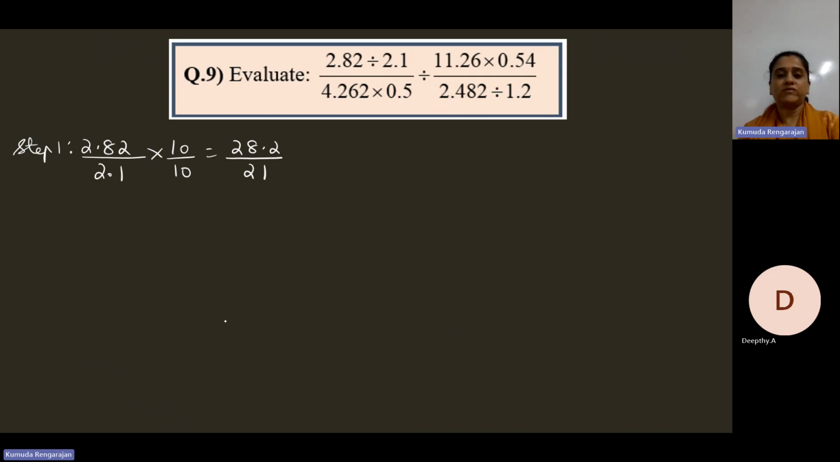So we'll first take up 2.82 divided by 2.1. Okay. So division, denominator, 1 decimal place. So multiply by 10. Divide this and tell me what's 28.2 divided by 21.